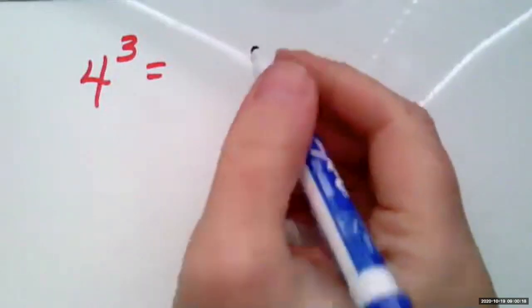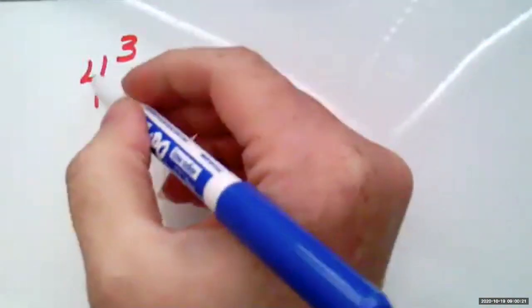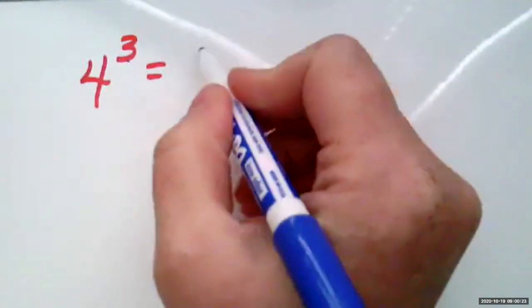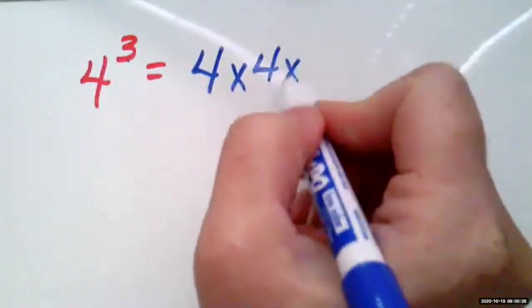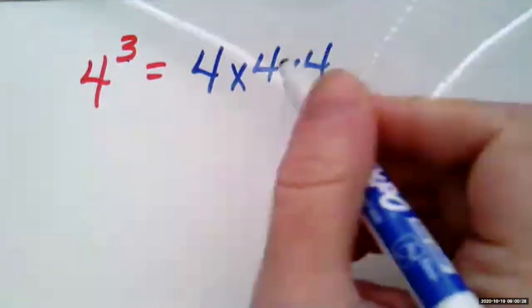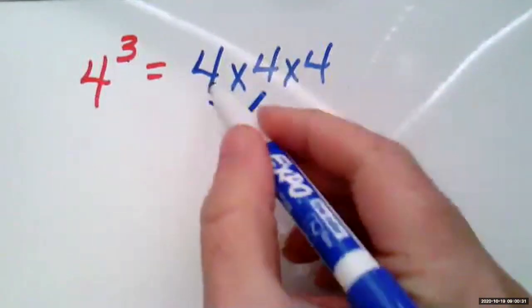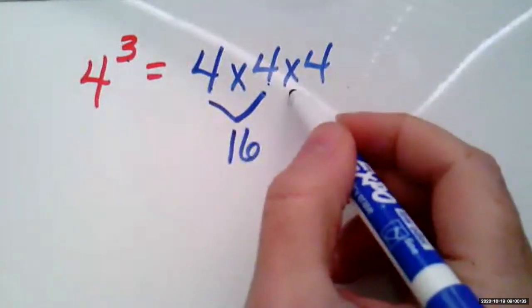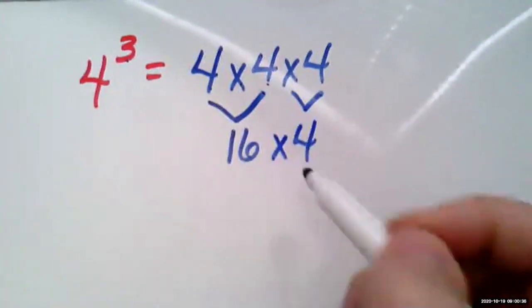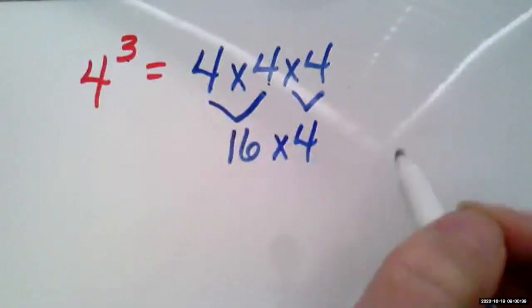4 to the third. First of all, how many times do you have to write the number 4? How many times are you multiplying the number 4? You multiply 4 3 times. And if you write it out, 4 times 4 times 4, then you can start multiplying. The first 2 4s, 4 times 4 is 16. Bring down the next 4. 16 times 4, there you go.